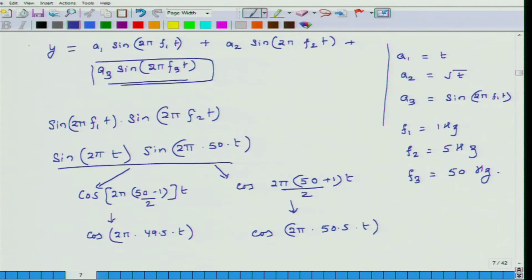Okay. Now, this phenomenon: when you do the FFT, it is detecting these two frequencies, 49.5 and 50.5 hertz. It's detecting these, and it's doing a good job. It's doing the right thing, right? It is detecting these two frequencies.